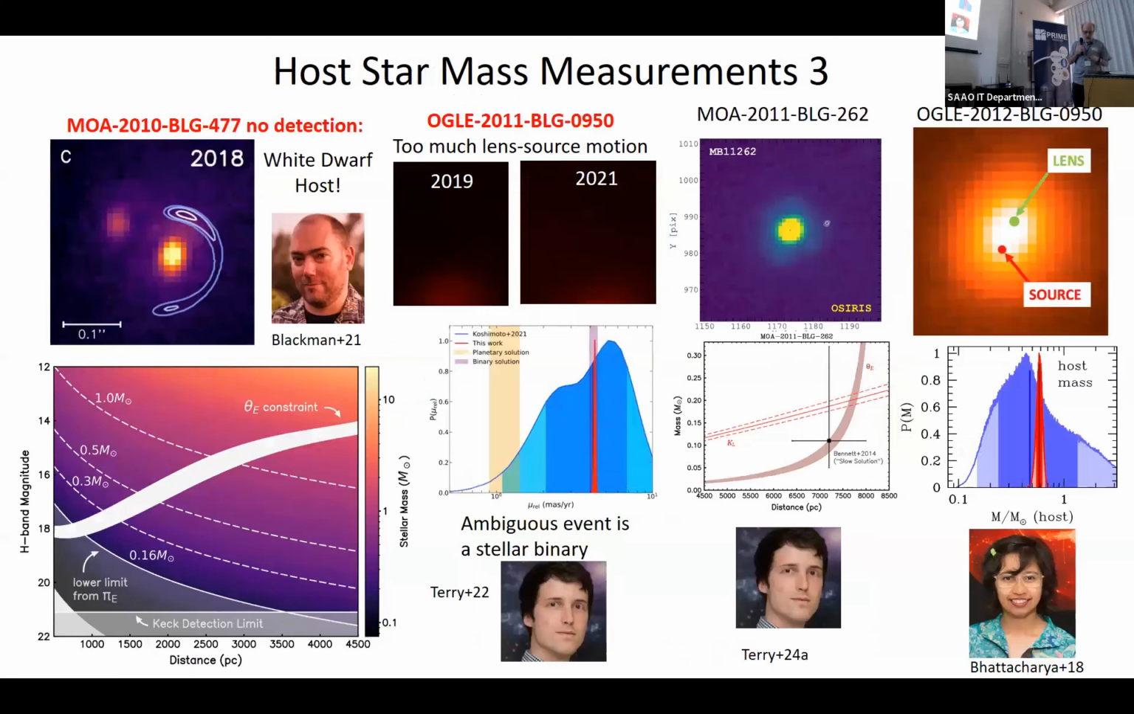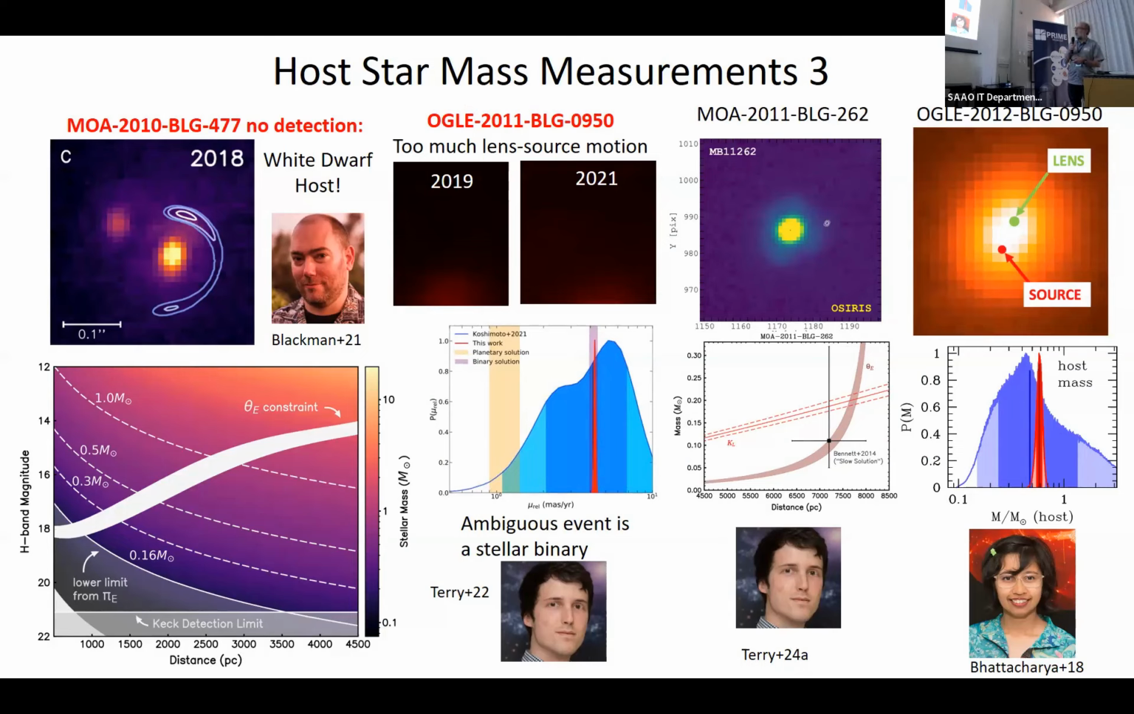And then occasionally we don't detect the host star. In this case, we should have been able to detect the host star if it was a main sequence star. And the microlensing parallax constraints rule out both brown dwarfs and stellar remnants, except for white dwarfs. And so we believe this is the first Jupiter-like planet in a Jupiter-like orbit found to be orbiting a white dwarf.